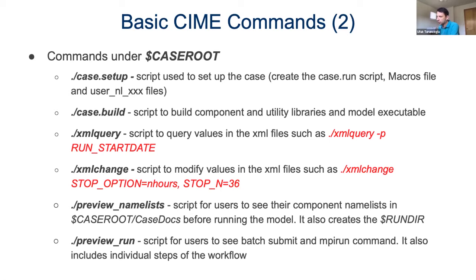The XML change command is important because if you want to change the configuration of your case, you have to use XML change. For example, the default forecast length is 5 days. But if you want to run the model for a shorter time interval, for example, a 1.5 day simulation, the XML change command can be used to override the stop option and stop N. Stop option can be N hours, N days, N minutes, something like that. And then stop N, the number in here.